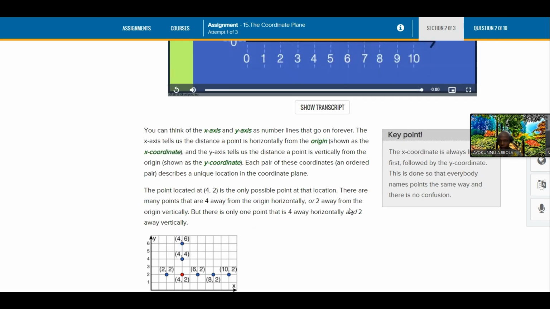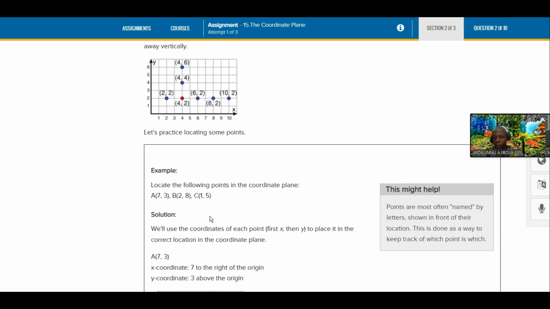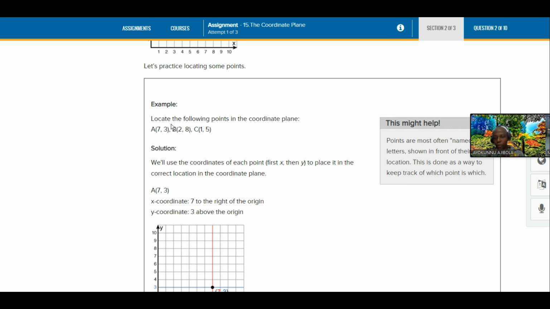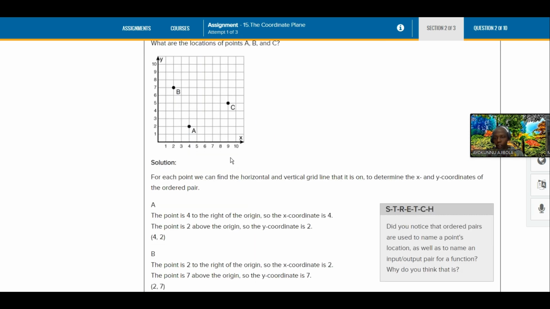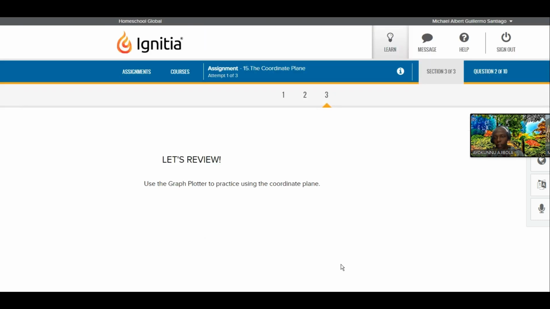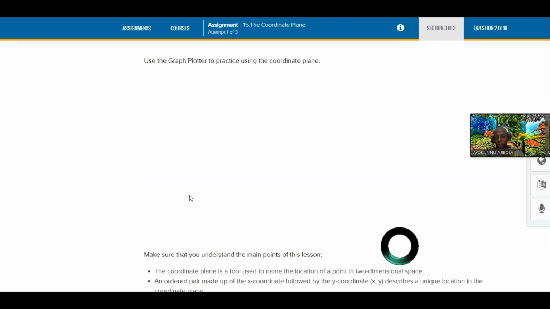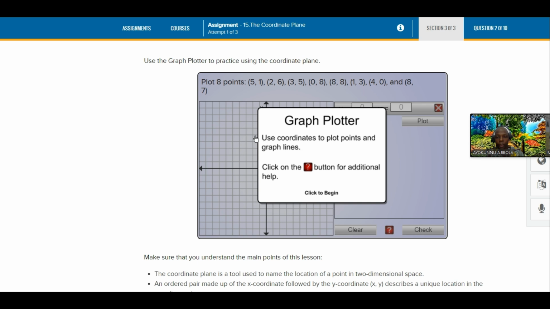We want to round up now. So with this, we should be able to locate points, okay? Given points on the grid. And in the next session, we want to review how to use the coordinates to plot points in graph lines. Click on question mark button for additional help.